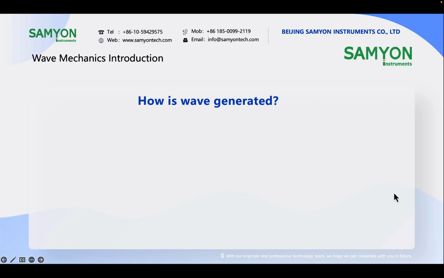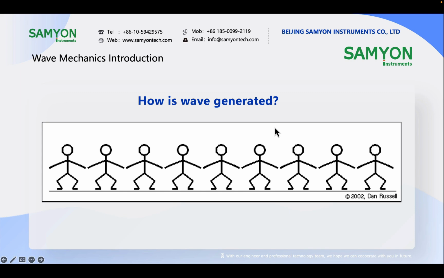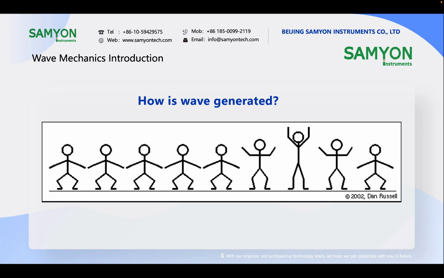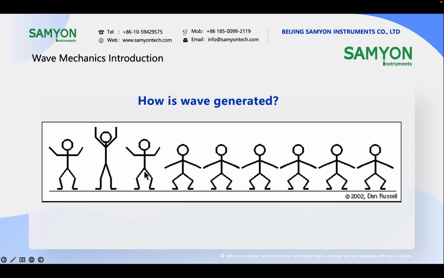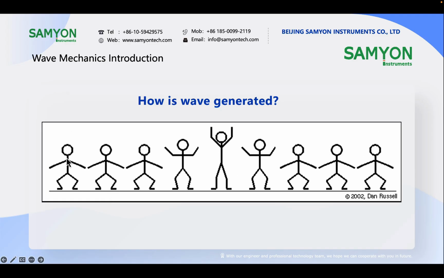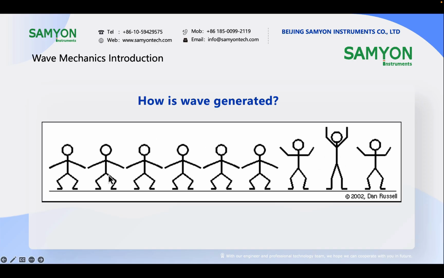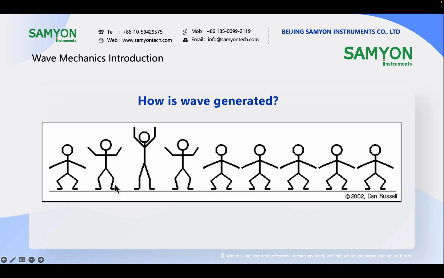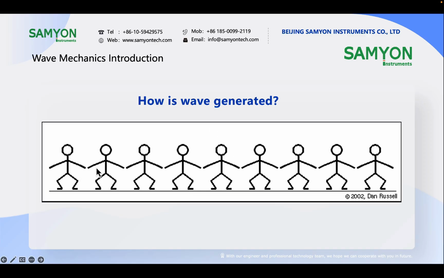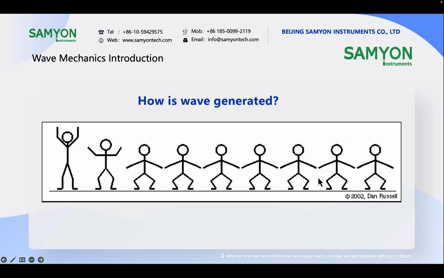So first, let's discuss how the wave is generated. Actually, the wave is made of particle vibration. When one particle vibrates, it will cause the particles beside it to vibrate, one to another, and then it will generate the wave.